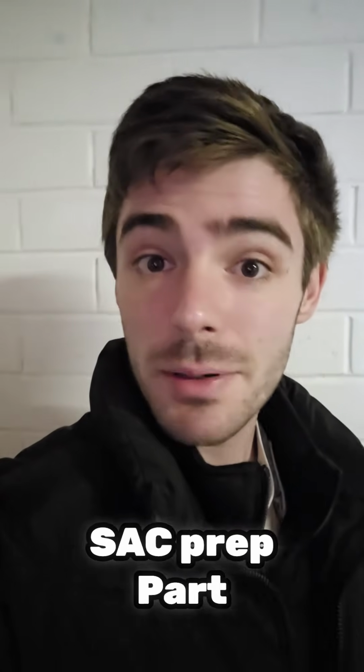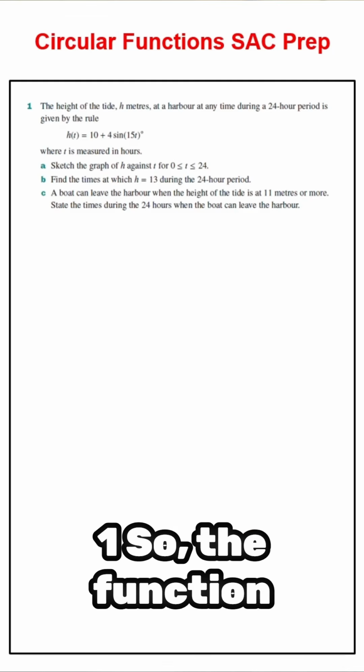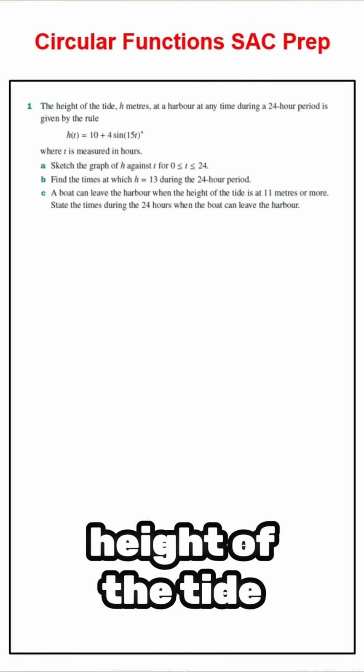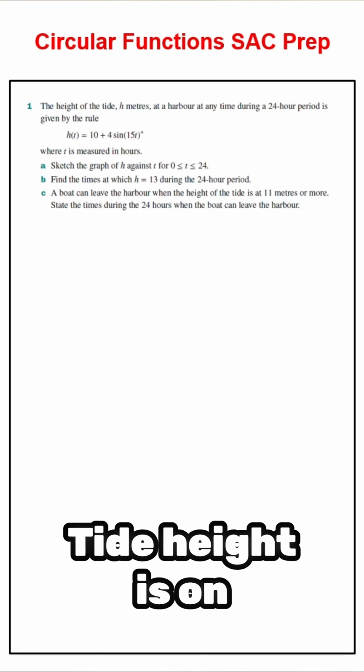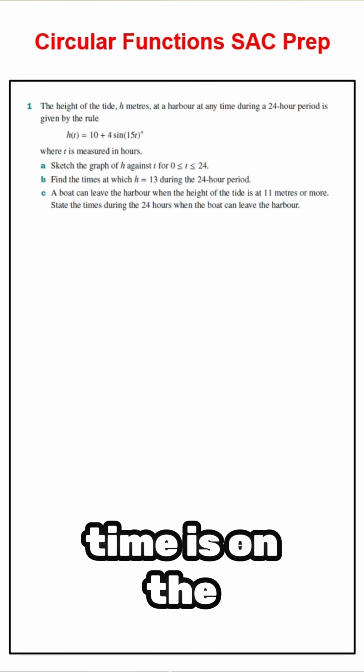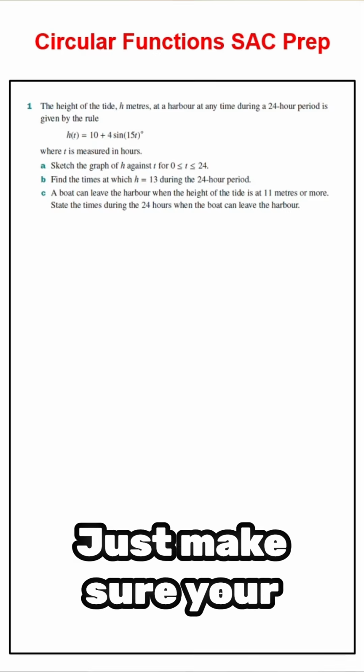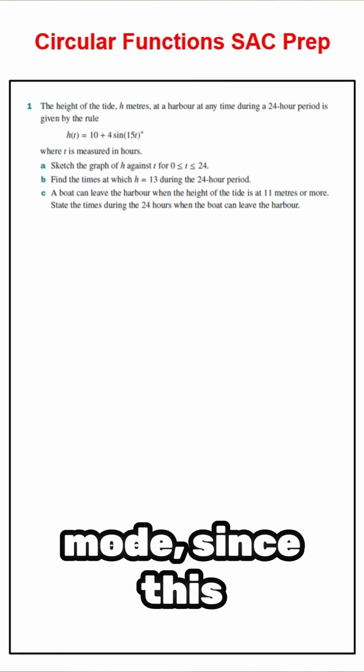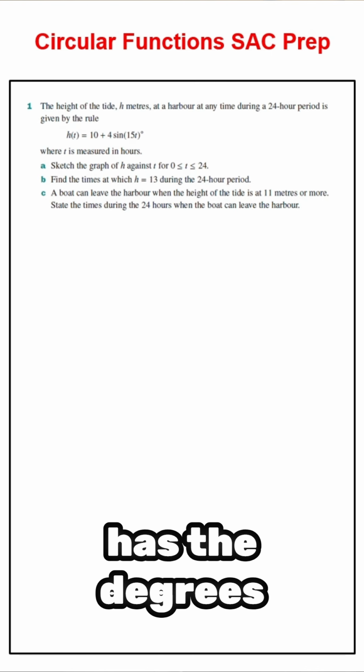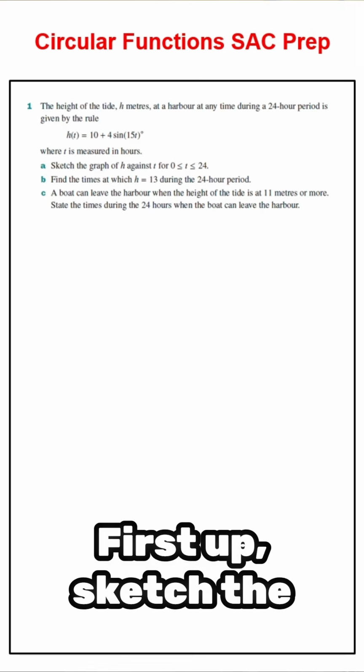Circular function SAC prep, part 1. So, the function we have measures the height of the tide over time. Tide height is on the y-axis and time is on the x-axis. Just make sure your calculator is in degrees mode since this function has the degrees symbol. First up, sketch the graph.